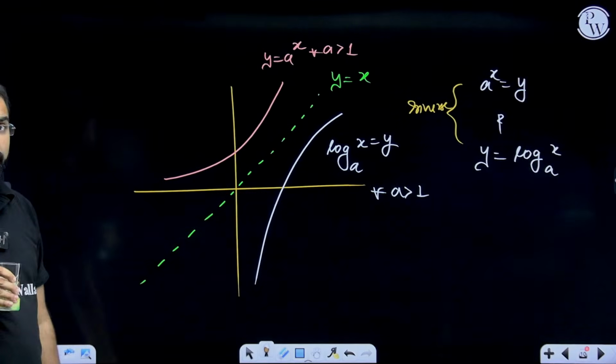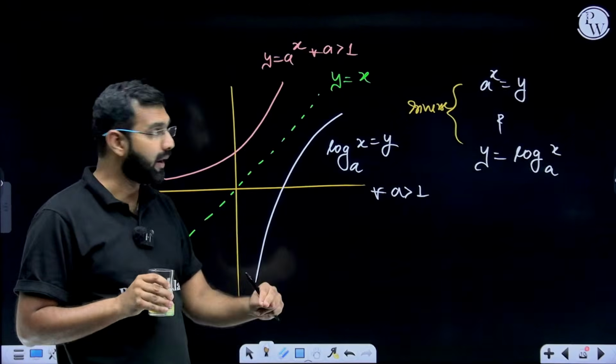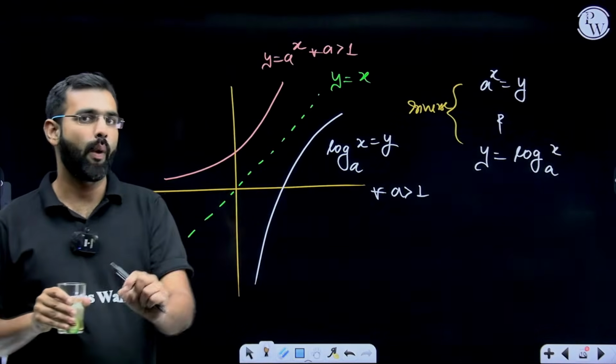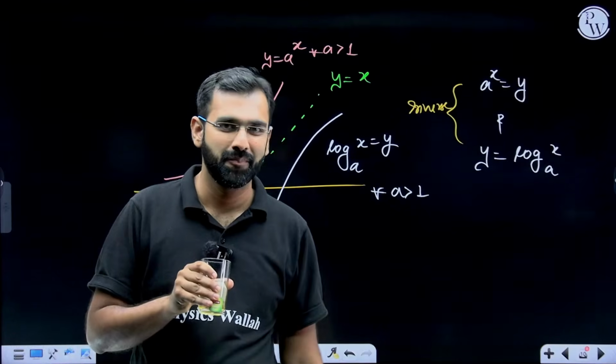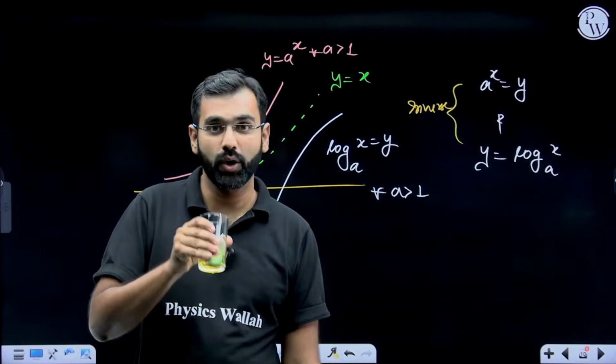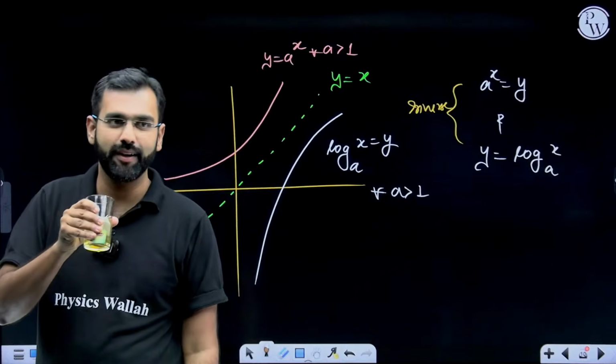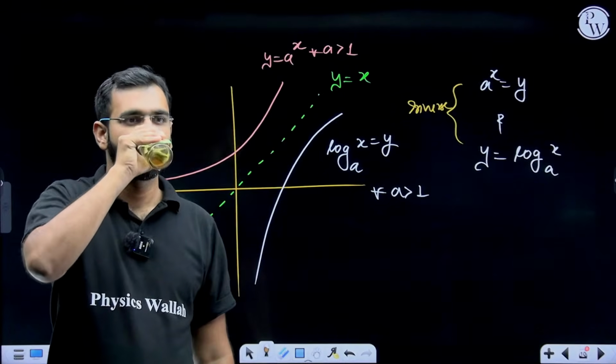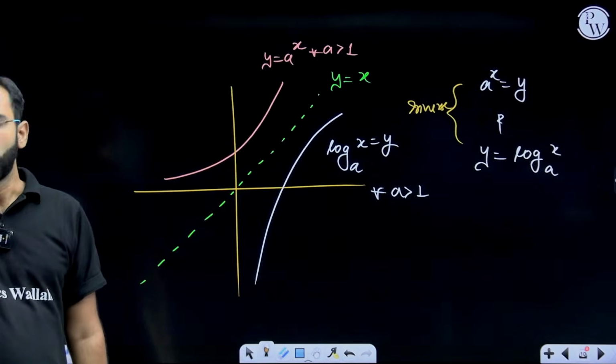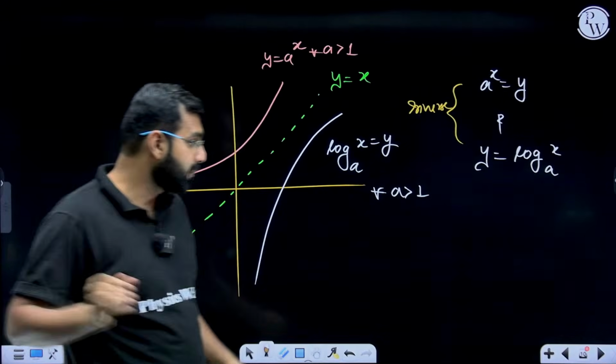With that, can you help me with the graph of a to the power x and log x base a when the base is less than 1? If you can, then try and draw it in the notebook which you're carrying right now while watching this session. I hope everybody understood my point.